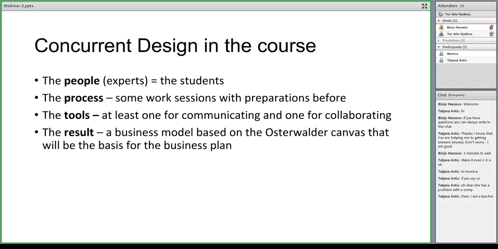And the result from this course in each of the groups will hopefully at least be a business model, and based on this business model using Osterwalder Canvas, you hopefully will end up with a more or less finalized business plan. We teachers know that you only have 50 student hours to spend on this, but hopefully you will get a long way when it comes to making the business plan.